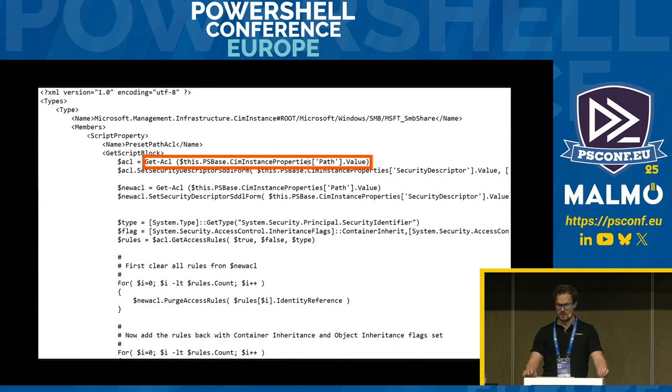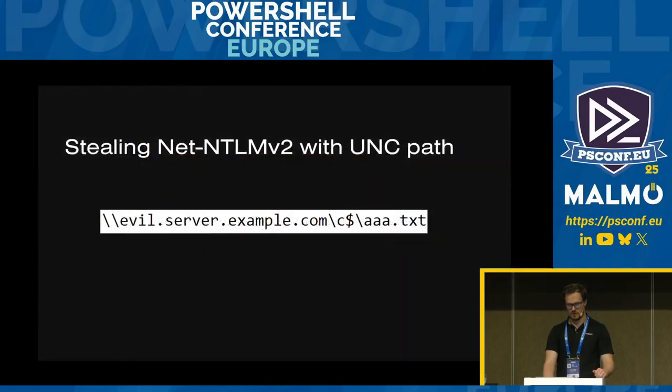Let's move on to the next one. We have an MSFT SMB share, which is another CIM instance. In that one, we have a Get-Acl to some kind of value. And again, in this scenario, we can control the different properties, right? So what if we set that path to some kind of evil server path that's going to steal the NTLM v2 hash when they authenticate?